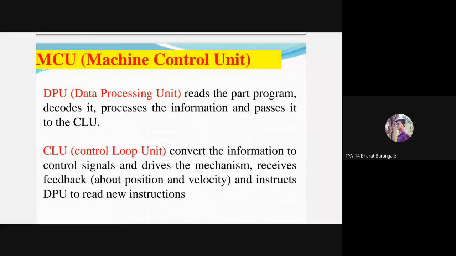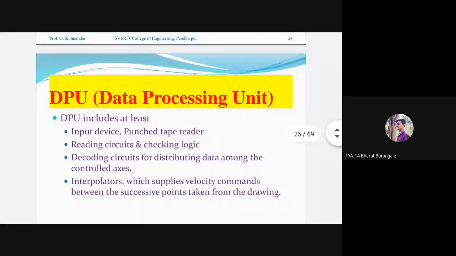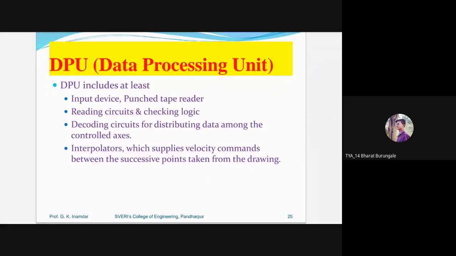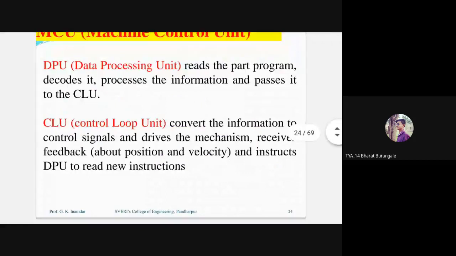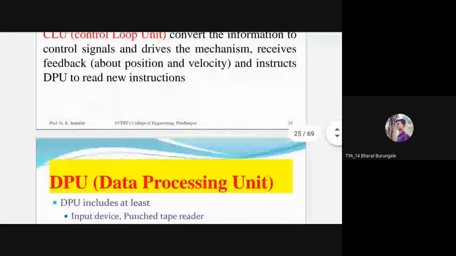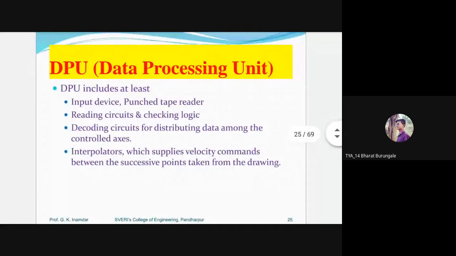And here they have also given in detail the DPU and CLU, the data processing unit and the control loop unit. So see in detail the DPU, the data processing unit. The data processing unit includes at least input devices, such as a punched tape reader. Whatever the input devices, a keyboard may be there, a mouse may be there, or a punched tape may be there. Then reading circuits and checking logic. Logic is nothing but whatever the program has, the logic unit. Then decoding circuits.